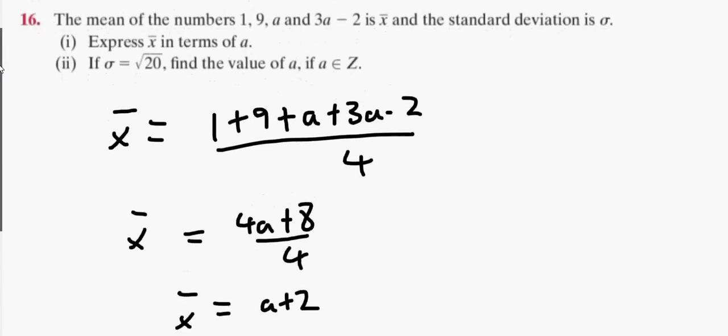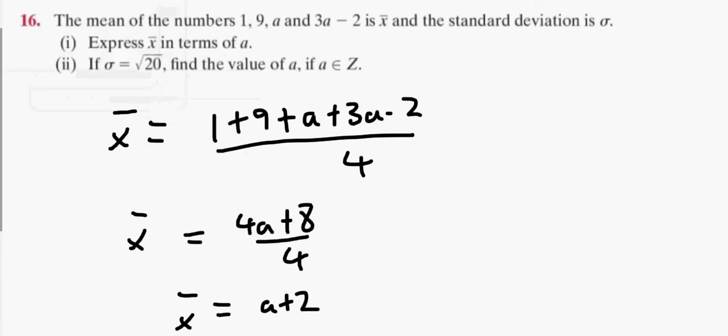Has anybody got any questions about the first part? The first part is essentially, here's 4 numbers. Get the mean. Add them together, divide by 4. That's all I did. Nothing crazy so far. It says express x bar in terms of a. Done. That's my answer. Now, here's where things get a bit crazy.